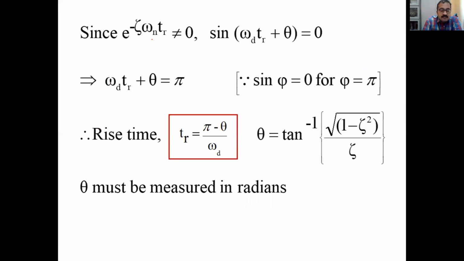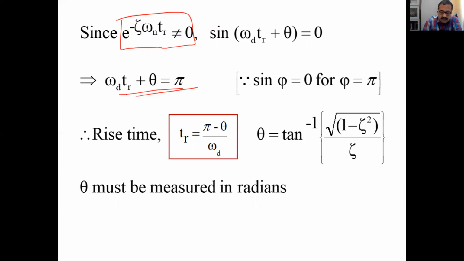So e raised to minus zeta omega n tr is a finite quantity because rise time is a finite quantity, maybe 0.2 seconds, something like that. So this is not 0. That means sine of omega d tr plus theta must be equal to 0, which means, what does it mean? It means that omega d tr plus theta must be equal to pi, 180 degrees.